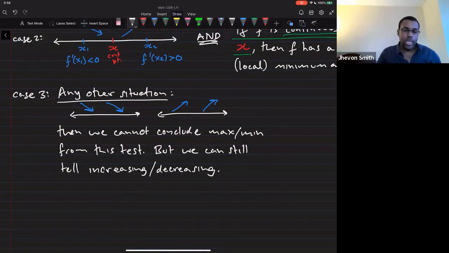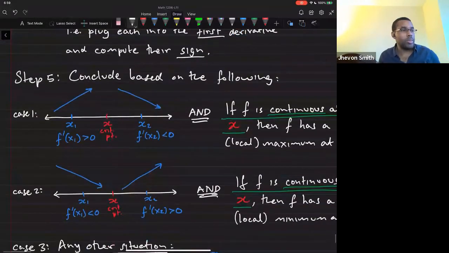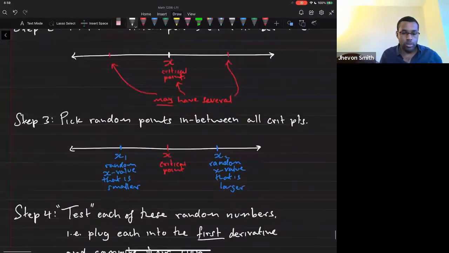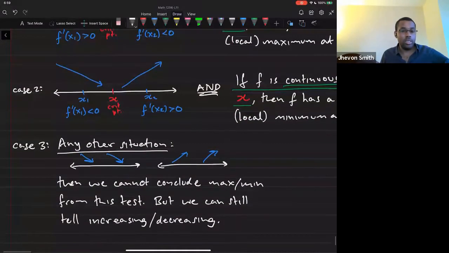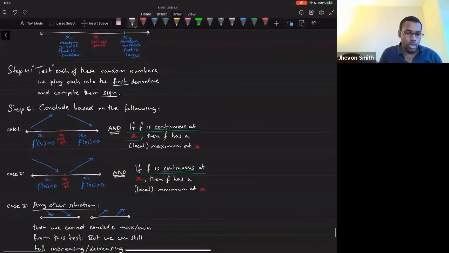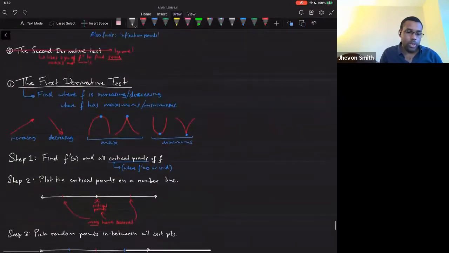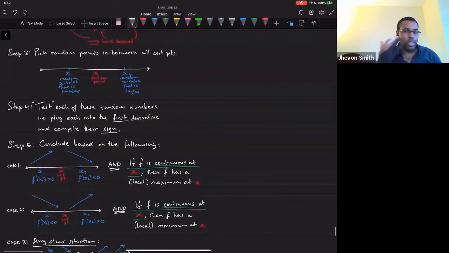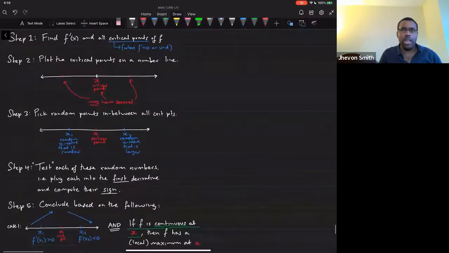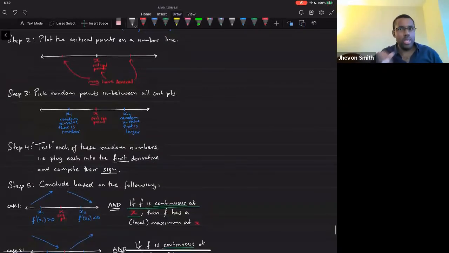Right, so that's how we can identify maximums and minimums, and where we're increasing and decreasing with the first derivative test. That is the first derivative test. So you have a function, and really, I'm writing out a lot here, but that's just me trying to explain it to you. But this should all happen, hopefully, relatively quickly.